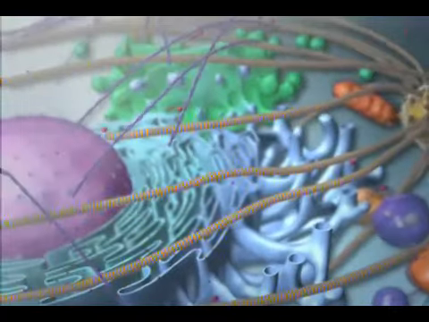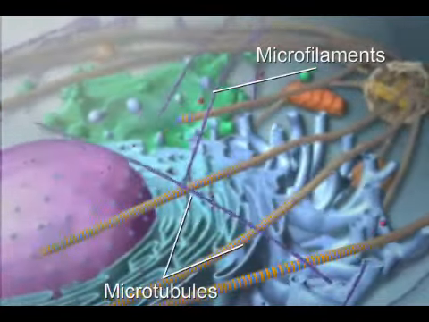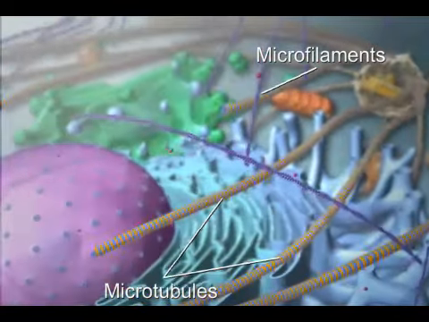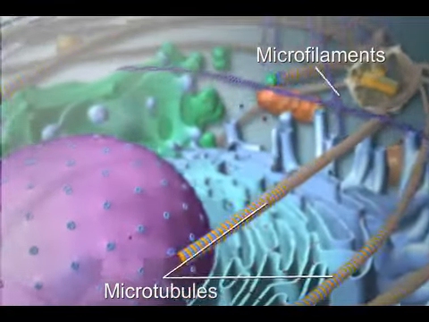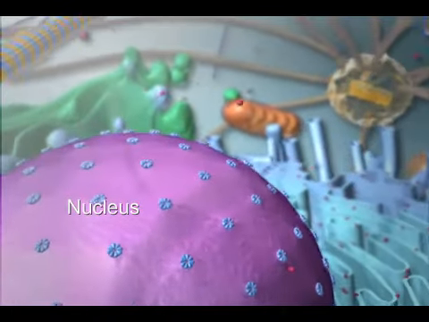Two major components, microtubules and microfilaments, are shown here. In animals, microtubules sometimes form a spindle apparatus, which plays an important role in separating duplicate chromosomes when cells divide.